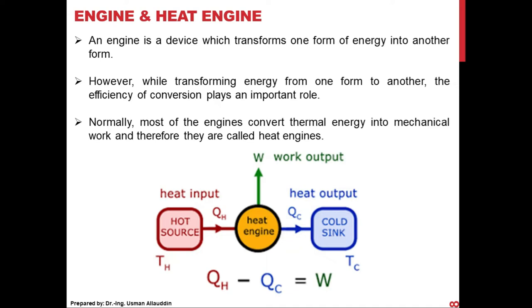And if you remember, in chapter number 6 of thermodynamics, we learned in too much detail about the heat engines. So a heat engine is a device whose input is heat and the output is mechanical work. It takes some heat from the source, converts part of this heat into useful work output, and rejects the remaining amount of heat to the cold sink. So QH minus QC will be the net work done.